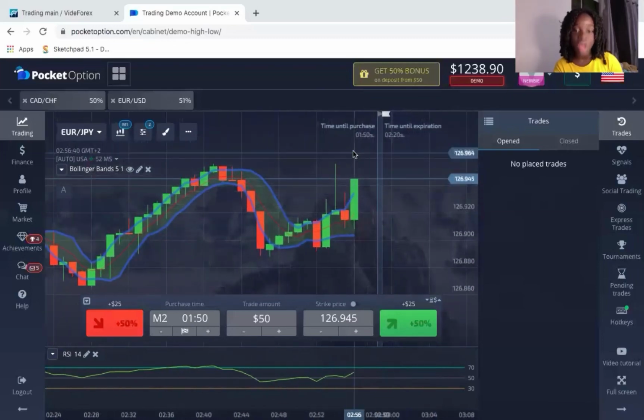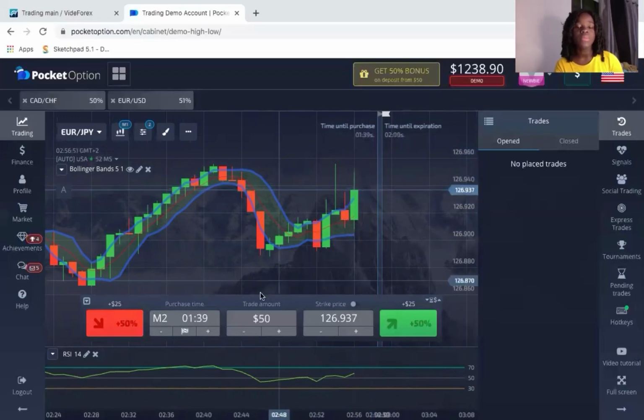Look at this jump. Look at this jump, right? I could be profiting from this. It would be crazy, but the market is 7 days a week, 24 hours a day. There's no need to rush, right?